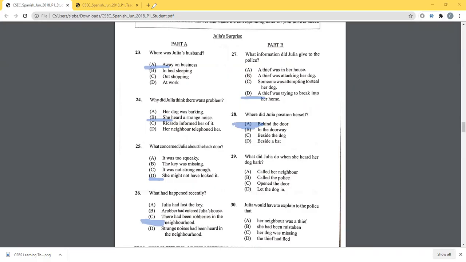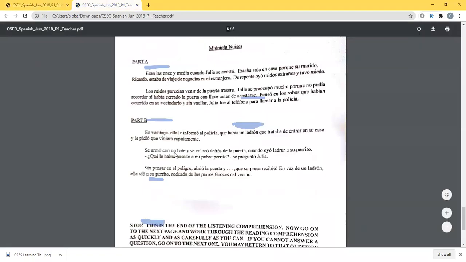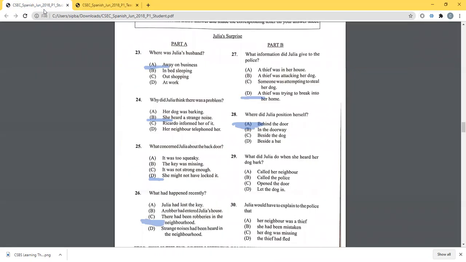And let me show you that part. Se colocó detrás de la puerta. Bueno, buenísimo. Good. And then 29. What did Julia do when she heard the dog bark? She immediately opened the door to figure out what's happening to her perrito. She's very concerned about her perrito, no?